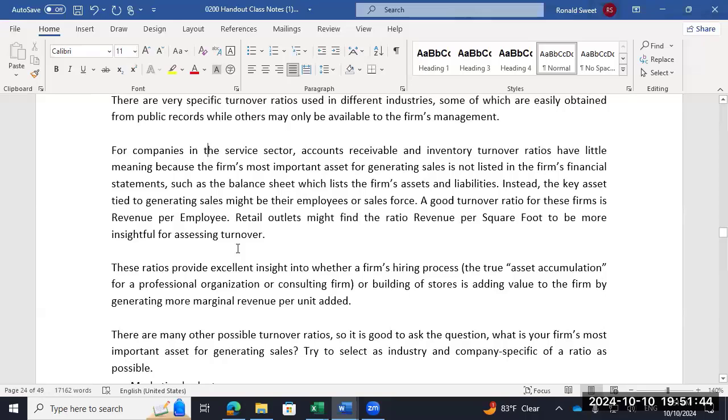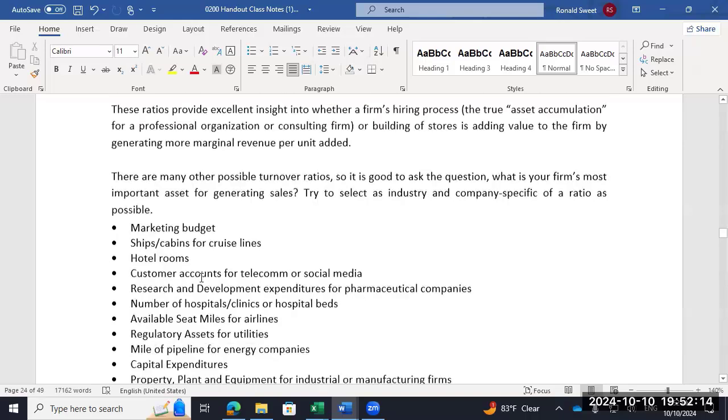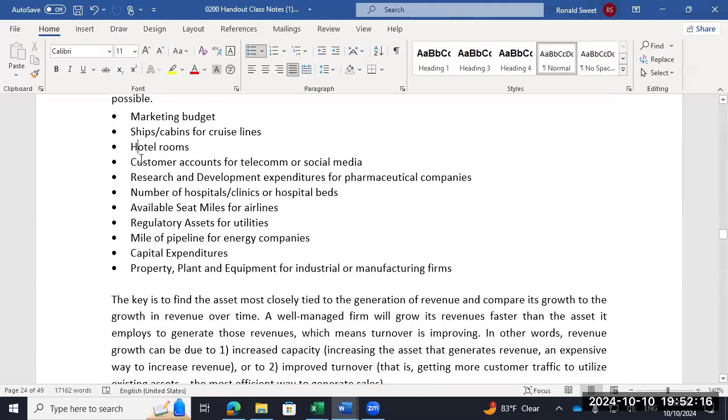The service sector, accounts receivable and inventory turn may not make much sense. So those firms are going to find other ratios to use. Might be revenue to employees, revenue to square foot, whatever. We'll look at some of the ratios we have. Consulting firms like Accenture, they're almost always going to use revenue per employee. That's just so key to what they do. So some of the other ones we talked about: your marketing budget, how many rooms you have, how many accounts.